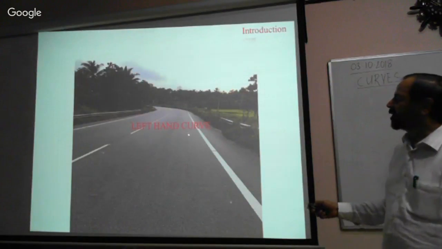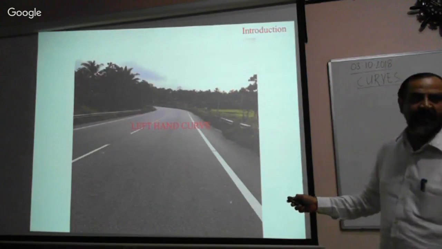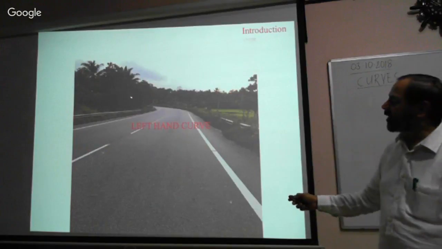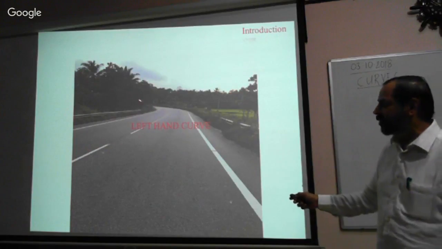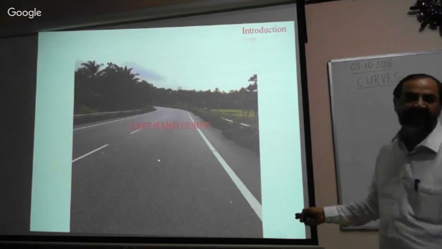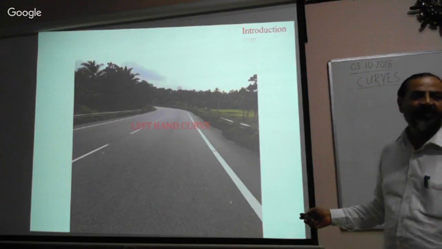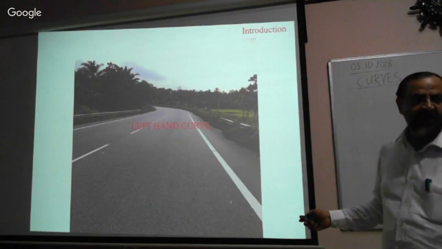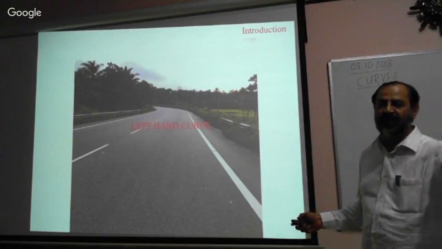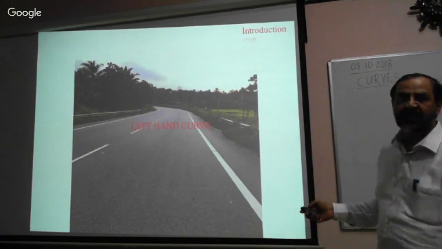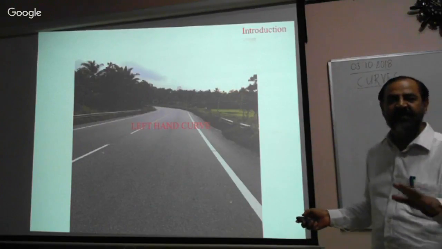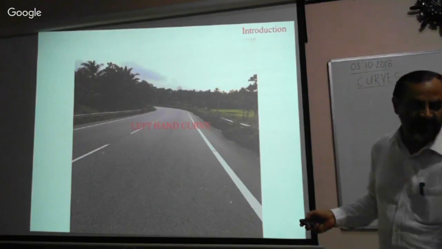And similarly, now we are changing the direction to the left. If you are moving from this end, this becomes a left-hand curve. Suppose you are moving from the other end, this becomes the right-hand curve. Therefore, the direction in which we are moving is most important here. So the engineer has to decide depending upon the progressive direction.